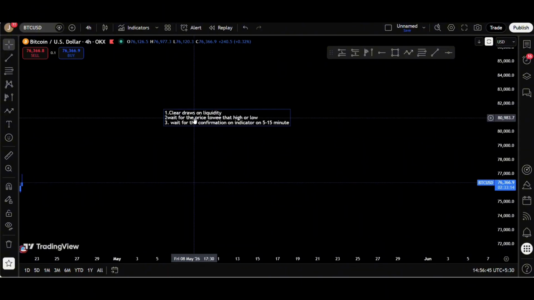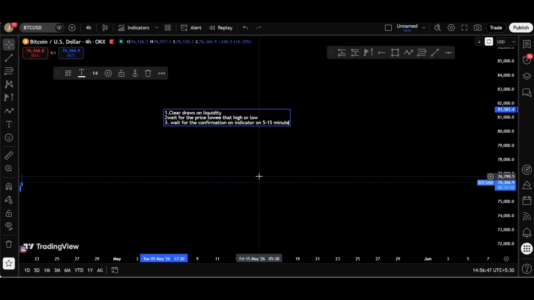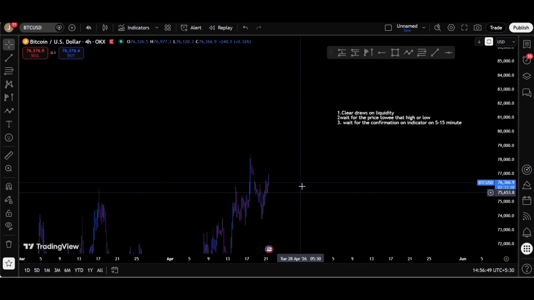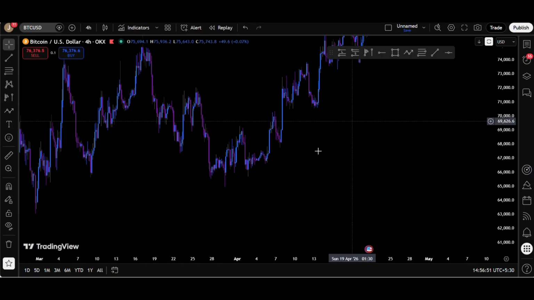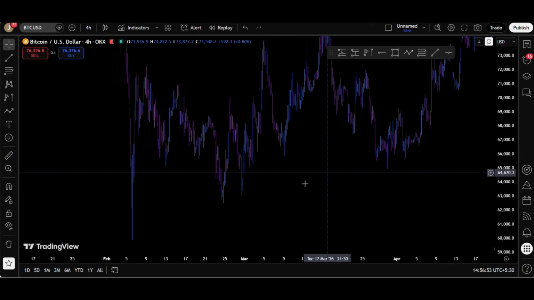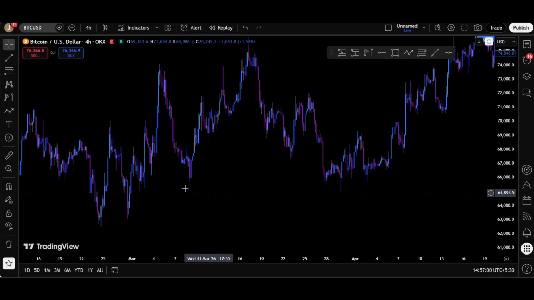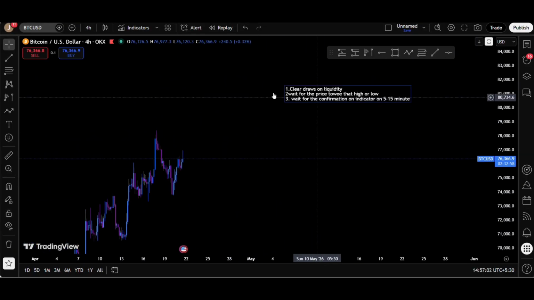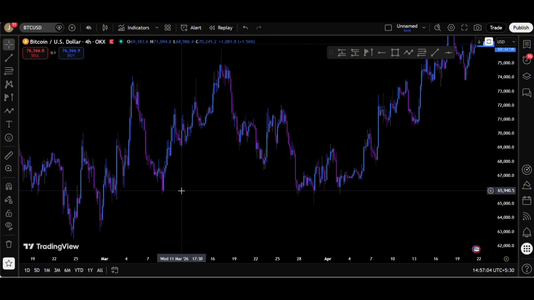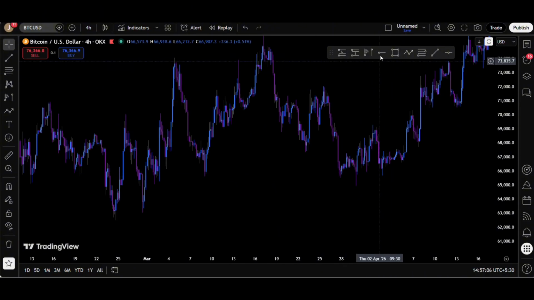Now I would like to show you that in the chart itself. So there you go, I'll show you a real example. So you see that on the 4-hour time frame, this is a clear low right here. All right, so this is a draw on liquidity, as I told you, find clear draws on liquidity. On the 4-hour, this was a clear low, so we're simply going to mark it up.